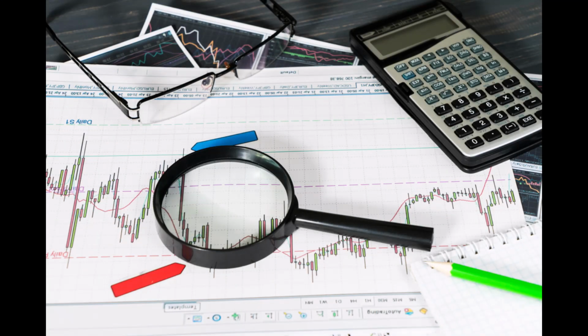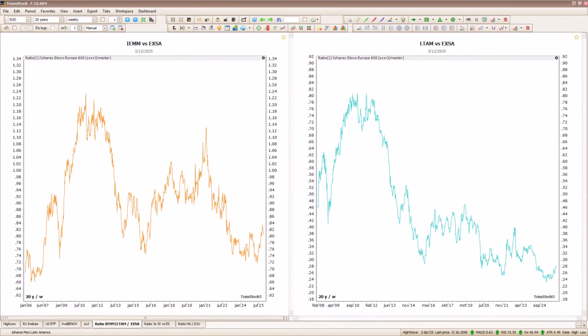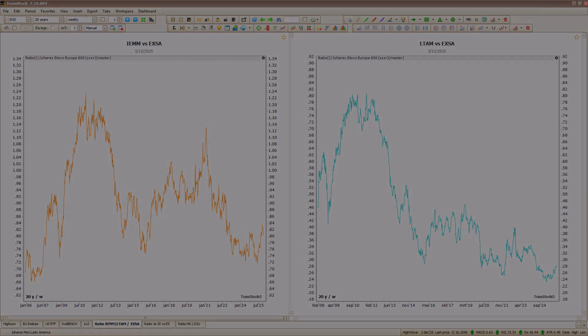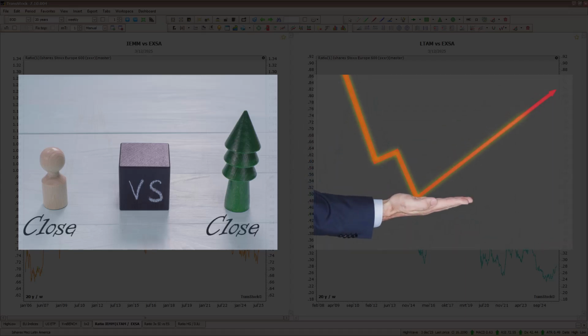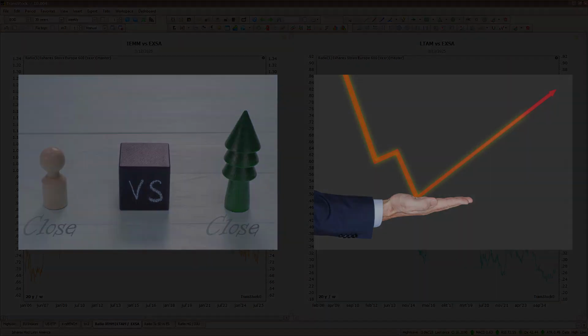Technical analysis. Last month, I mentioned the outperformance of emerging markets. I used a ratio chart between two ETFs, EM and LTEM, versus the STOXX 600 ETF. A ratio chart compares the close of X to the close of Y. It's very useful for detecting long-term trend changes.